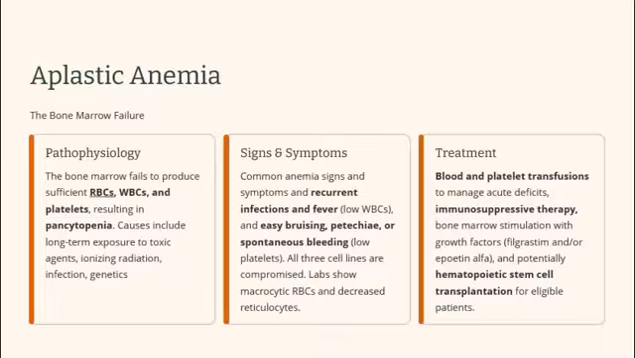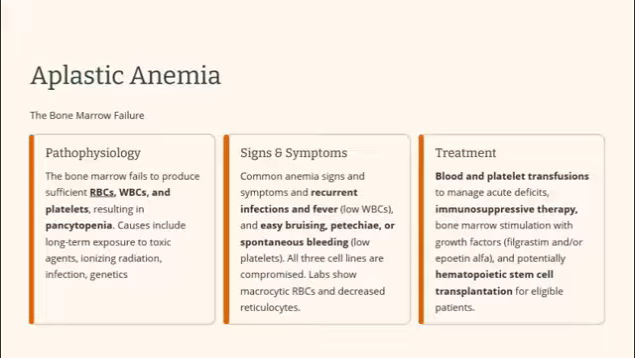Common signs and symptoms include recurrent infections and fevers because of the low white blood cells, easy bruising, petechia, or spontaneous bleeding because of the low platelets, as well as our normal signs and symptoms of anemia because of the low red blood cells. All three cell lines are compromised, and labs are going to show macrocytic red blood cells and decreased reticulocytes. Macrocytic again means big.